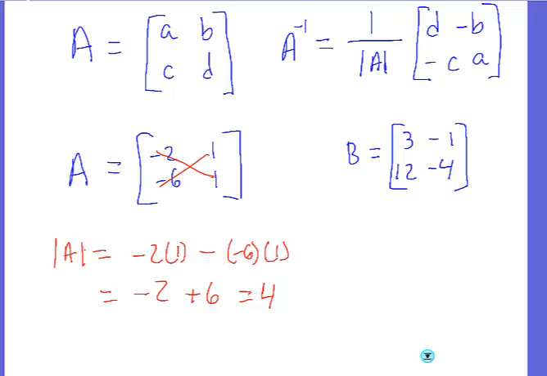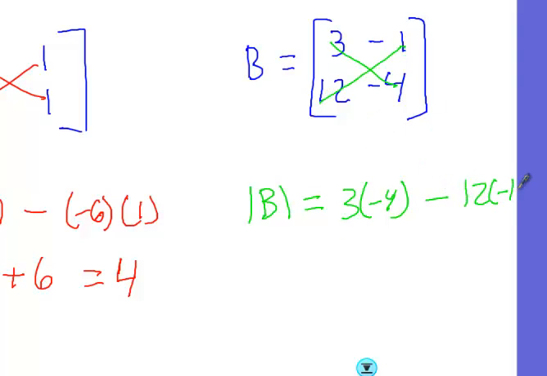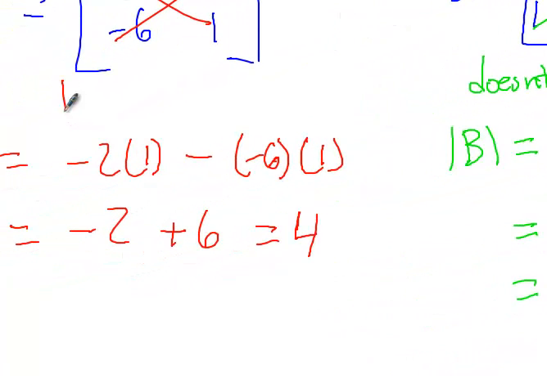Now let's go to matrix B. The determinant of matrix B is equal to the down diagonal, so 3 times negative 4 minus 12 times negative 1. So 3 times negative 4 is negative 12, minus a negative 12, this becomes plus. Negative 12 plus 12 equals 0. Therefore, B doesn't have an inverse, because its determinant is equal to 0. And that's not allowed because you can't divide by 0. And matrix A does have an inverse.